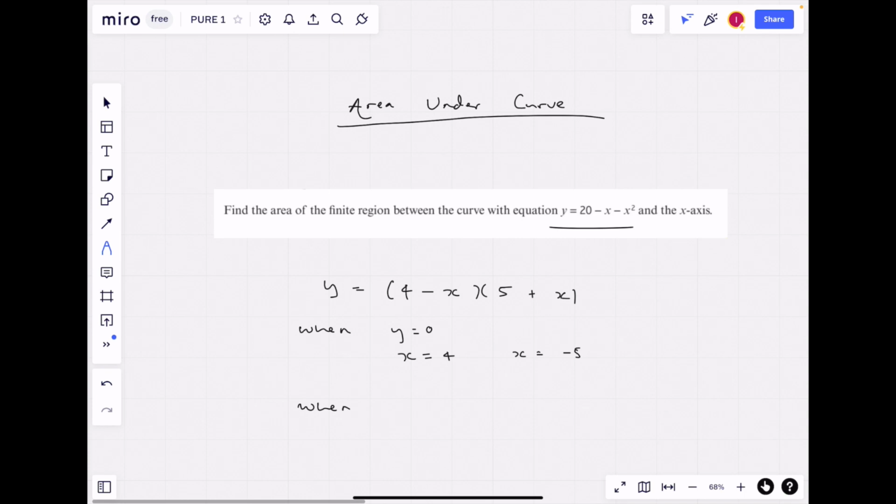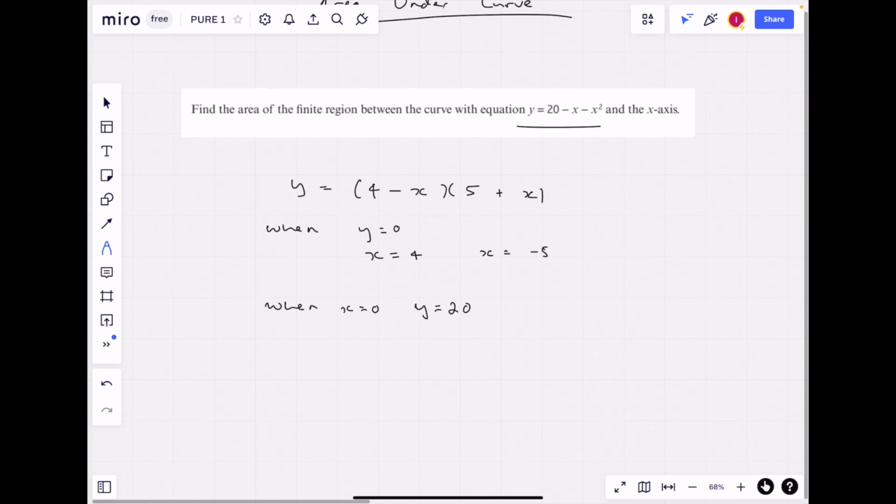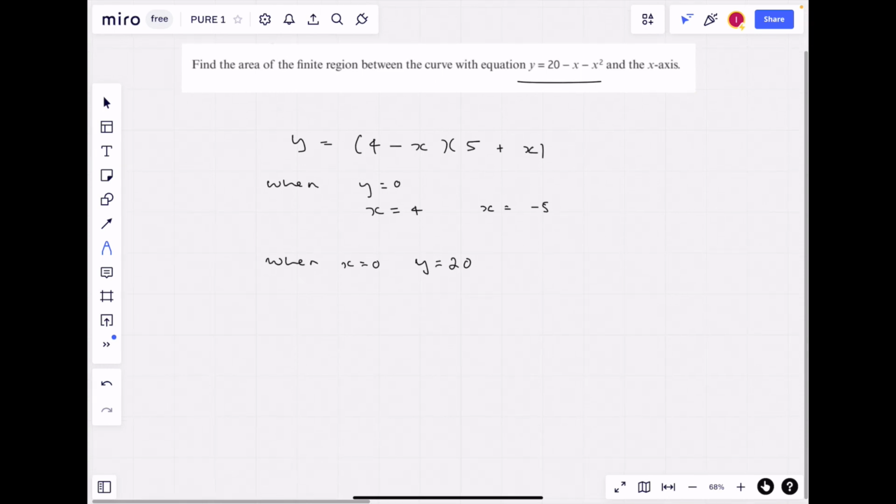And when x equals 0, plug that into your original function. 20 minus 0 squared is just 20. It's a quadratic graph because it's x squared, but it's a negative, which means it makes an N shape instead of a U shape. So if I were to draw it, it's going to look something like that, where this point is minus 5, this point is 4, and this point is 20. Rough sketch.